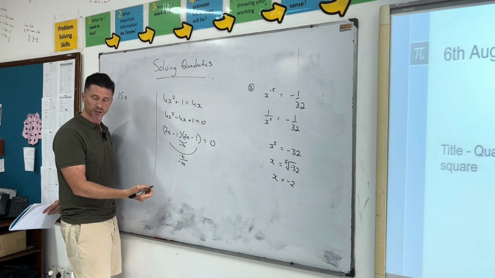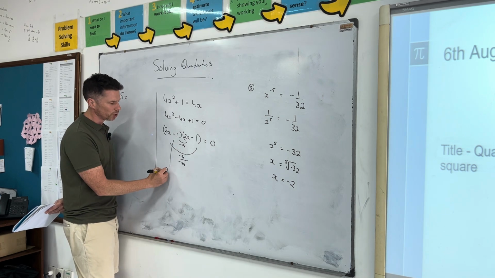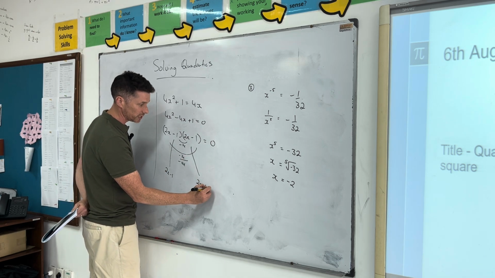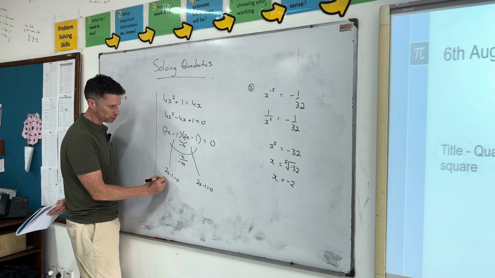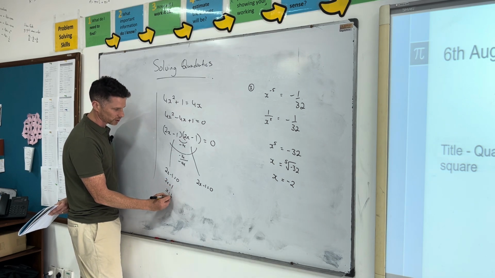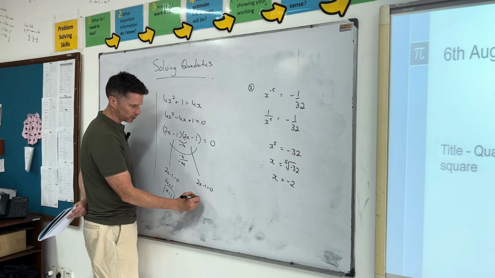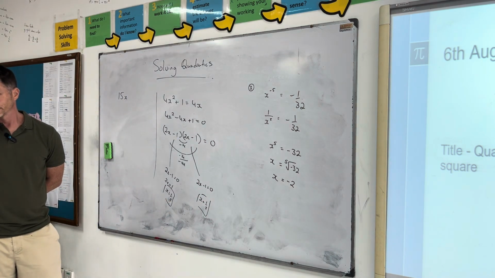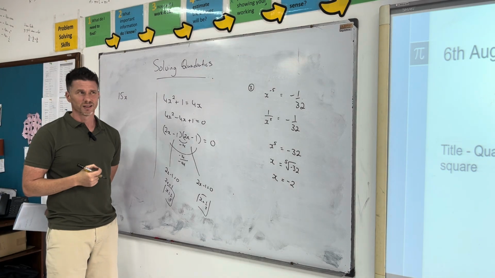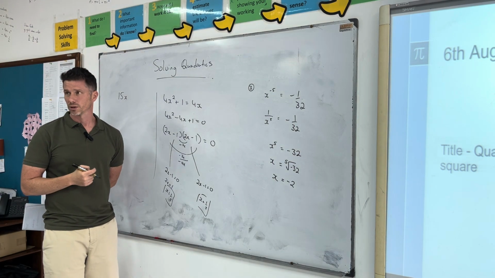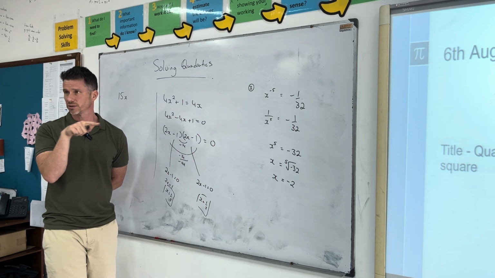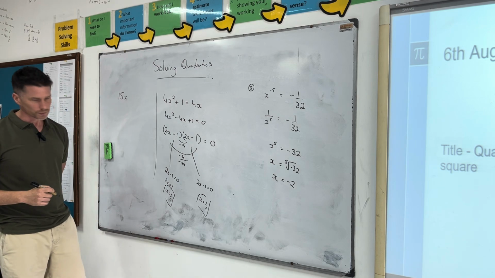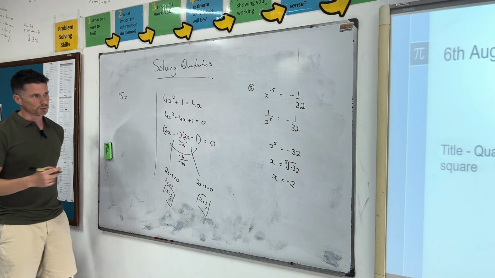Do we know how to finish here using the null factor law? 2x minus 1. If they multiply to give 0, they both must individually be 0. So 2x is equal to 1, x is a half. When there's only one answer, what's that called? It's called a repeated root, or the x-axis is a tangent if you want to think about it that way. If both x's are the same, it's a repeated root. Yeah. Okay. So let's do another one.